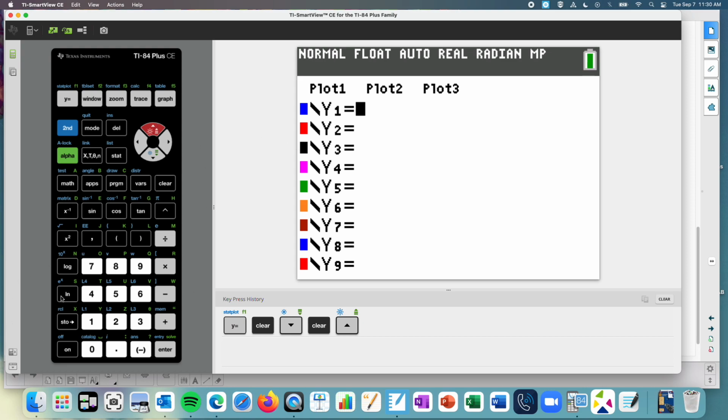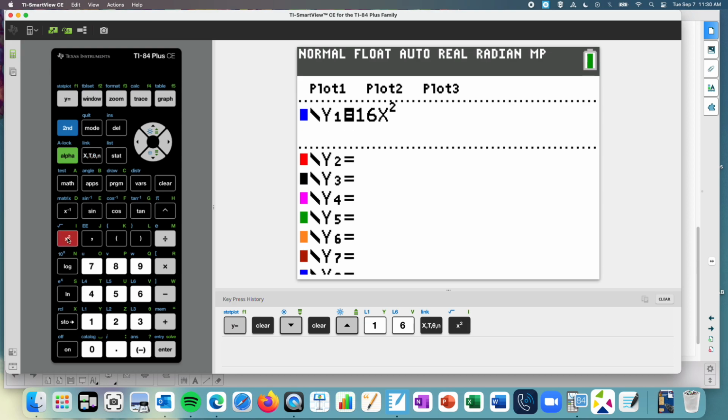I already figured out the equation, 16t squared. Obviously, we're not gonna use a t, we're just gonna use an x, because that's how it's set up. If you put a t in, it's not gonna work right. I 100% can start this over if you guys want me to. Some of you look flustered with the calculator. I don't mind starting this over.